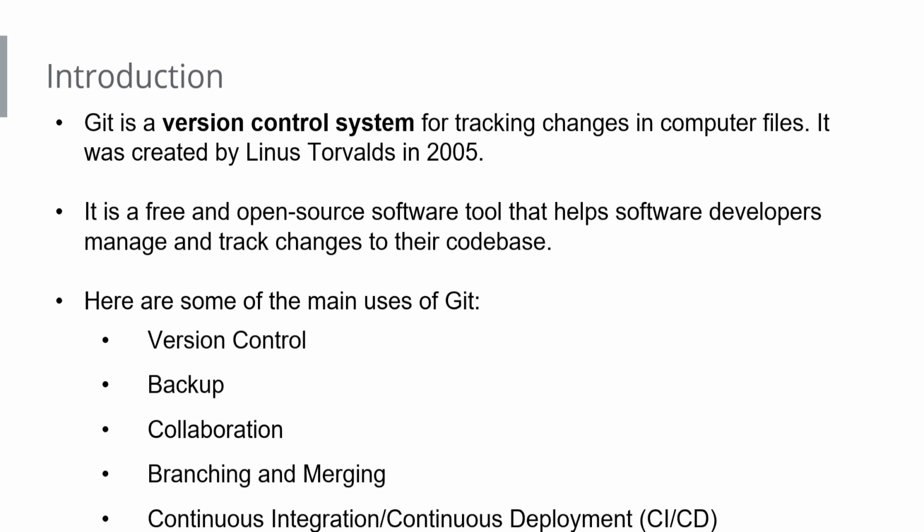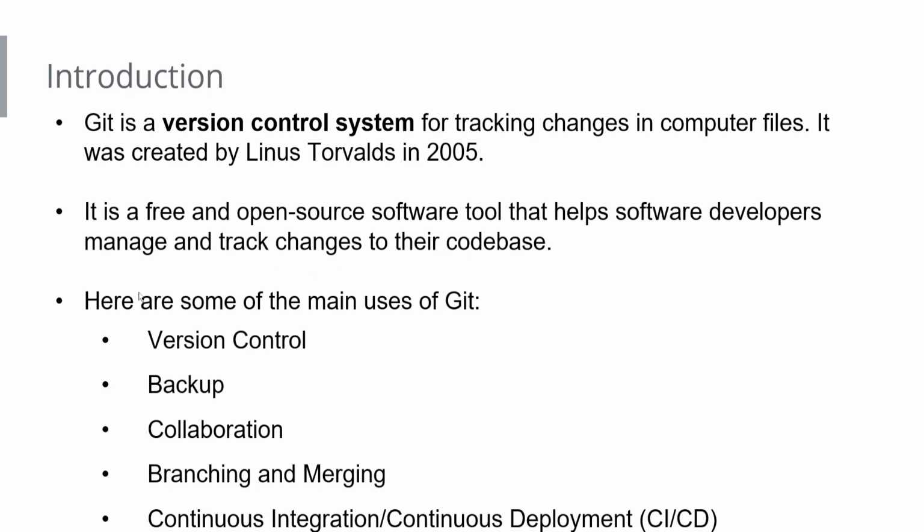So then the elephant in the room is version control system. What is actually a version control system? Over here, I'm saying that Git is a version control system for tracking changes in computer files. It was created by Linus Torvalds in 2005. This name may sound familiar to some people because this is the same person who developed the Linux kernel. It is free and open source, at least for most of what you will be doing, software that helps software developers manage and track changes to their code base.